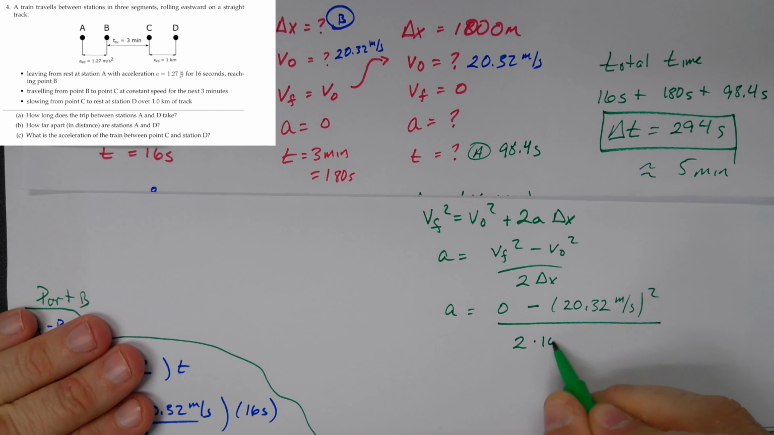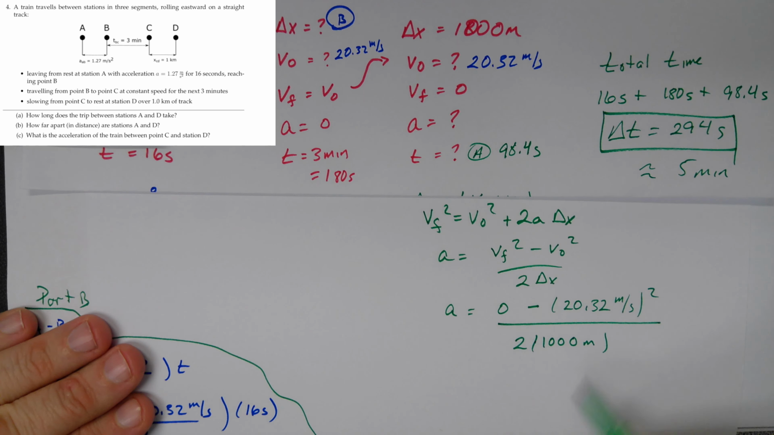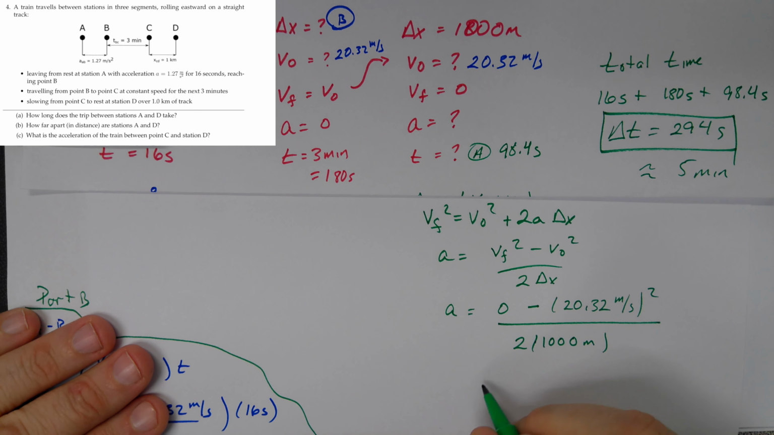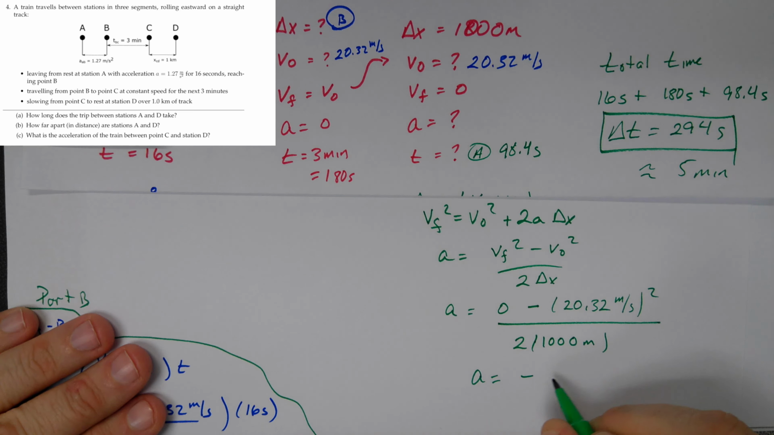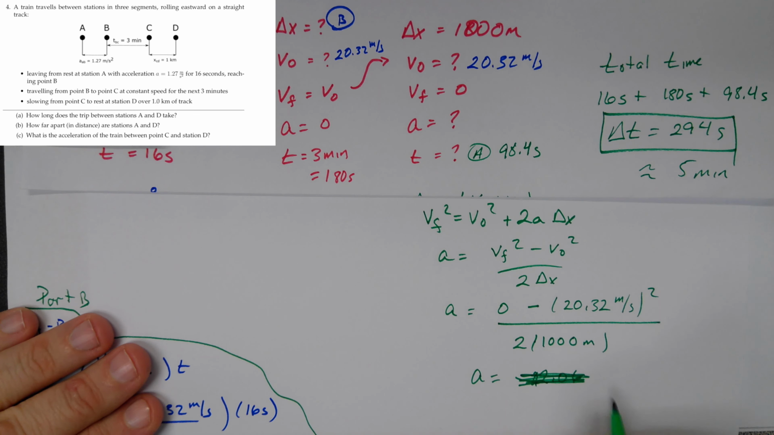2 times 1,000 meters. Right. So units will cancel there. This is like 413. We divide by 2,000. I get a is minus 2.06, sorry, 0.206. Let me cross that out. Minus 0.206. There's some other terms. Meters per second squared.